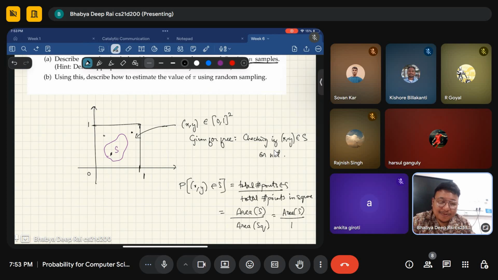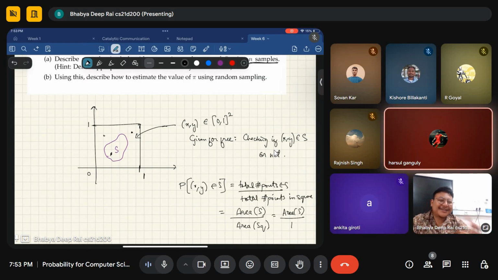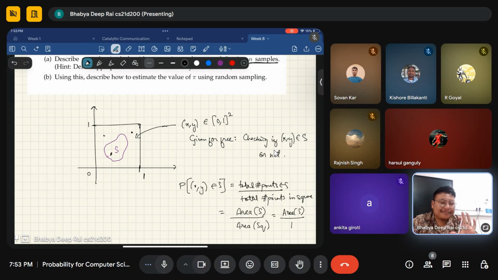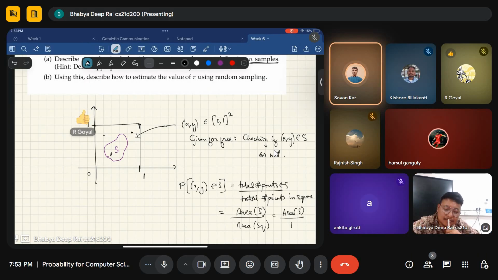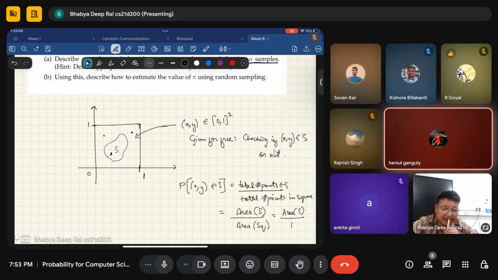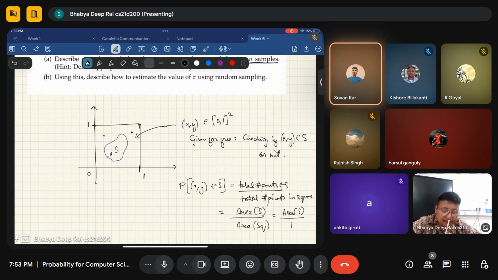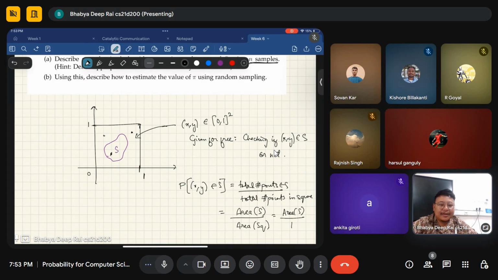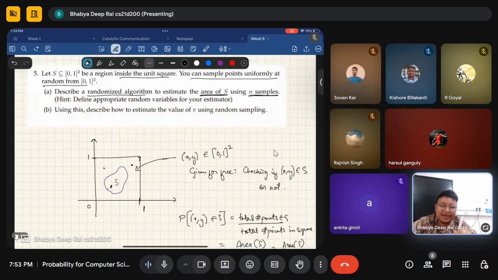So you already know now that if I sample, the probability with which I'll sample a point in S is exactly equal to the area of S, right? Sir, here the equation is favorable area by total area, and as the total area is 1, it's equal to the favorable area. Yes, that's right. The probability is equal to the area, right?